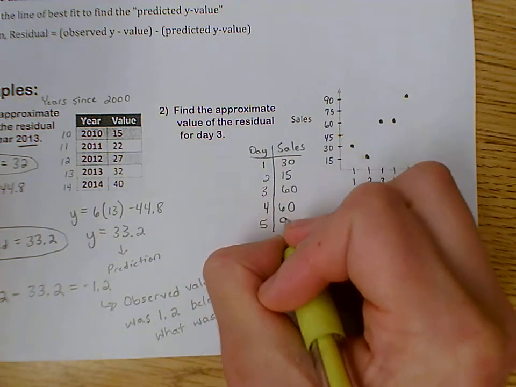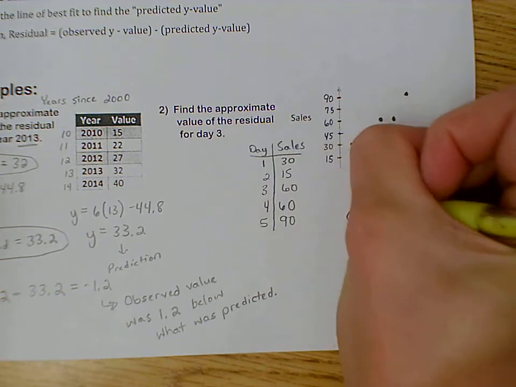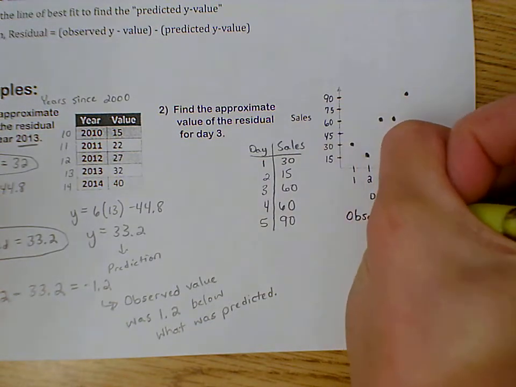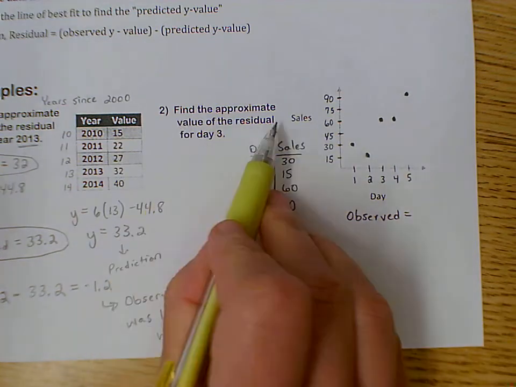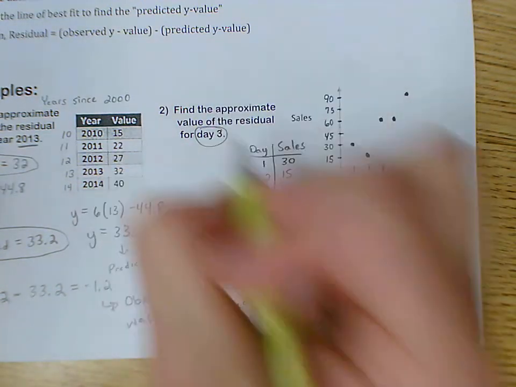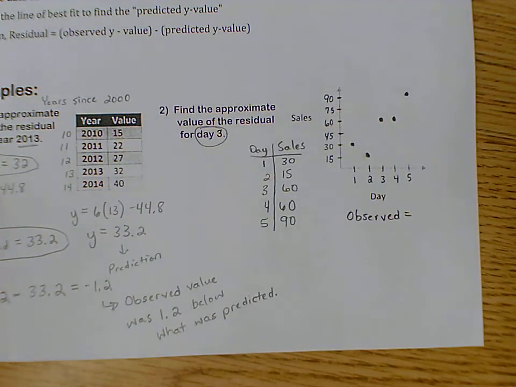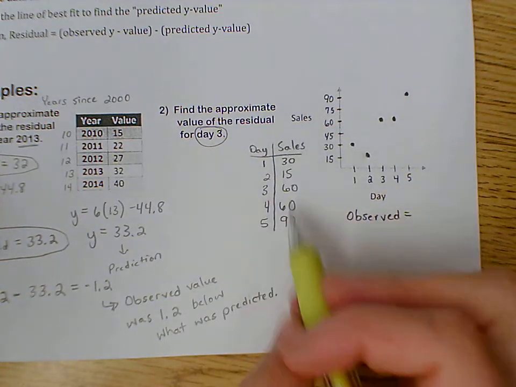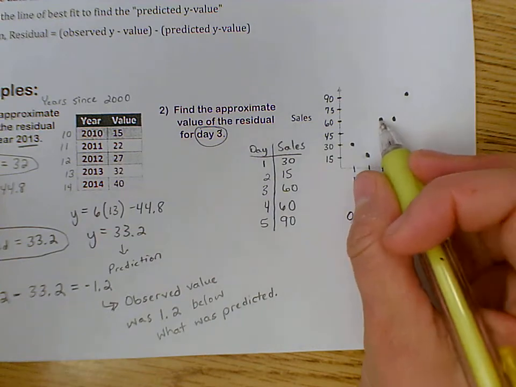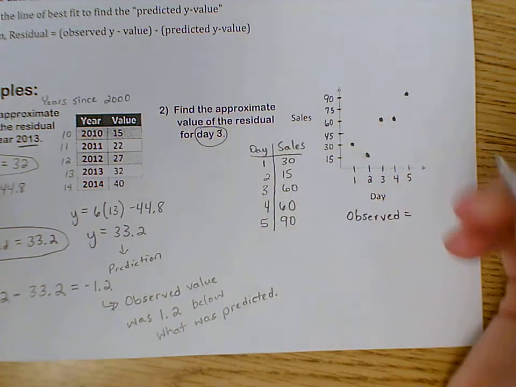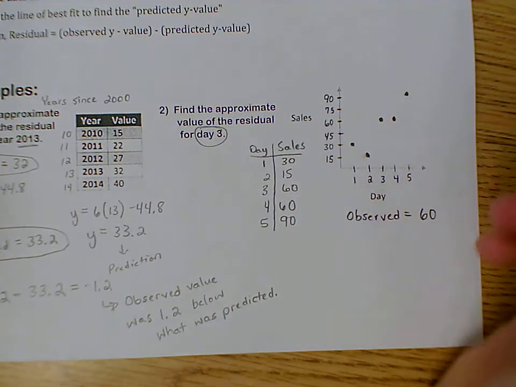Okay, so I'm going to go ahead and write down my observed value because that one's the easy one because you just have to read the graph. So we're looking at the residual for day 3. So we're only concerned about day 3. So what were our actual sales on day 3? Well, if I look at my graph or if I look at my table, I had $60 in sales.